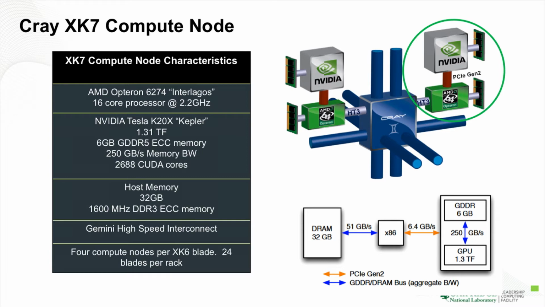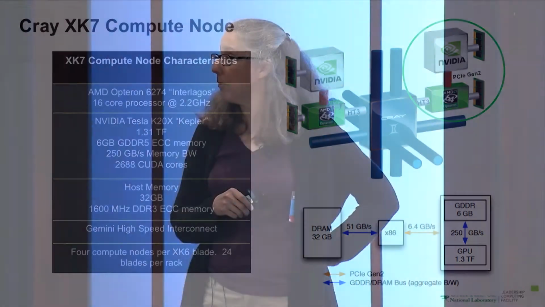So if I look at this schematically, and we're going to look at a Summit node here, we have the x86 core with memory bandwidth of 51 gigabytes per second to the CPU memory, a PCI Express bus over to the GPU with its 1.3 teraflops. That PCI Express is 6.4 gigabytes per second. And then this, what I would call today high bandwidth memory, this GDDR, operating at 250 gigabytes per second.